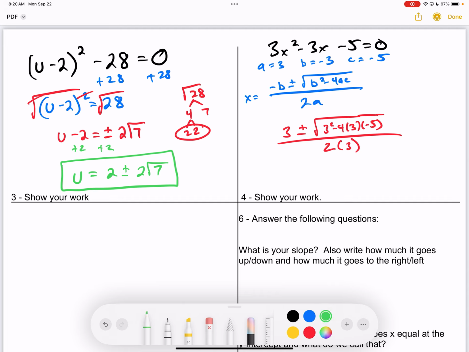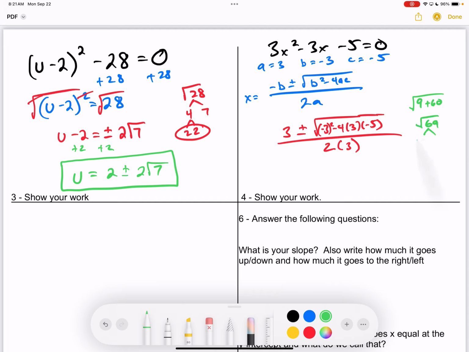All right, so what I do on these to make them a little easier is start working the square root on the side. So 3 squared. Oh wait, that's negative 3 squared, isn't it? Glad I saw that. Not that it matters, because negative 3 times negative 3 would be positive 9. But that is negative 3 squared for b squared, so that's 9. Negative 4 times 3 times negative 5 would be positive 60. So that would be the square root of 69.